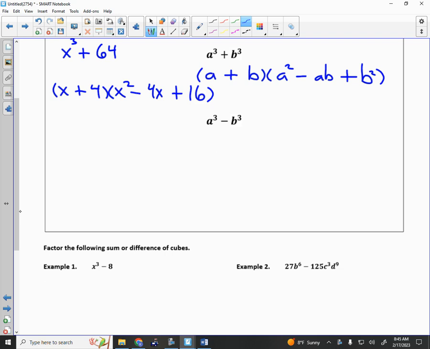The difference of cubes is not that much different. We're going to factor 1 minus z to the 6th. Here's how the difference of cubes factors. What multiplies 3 times to get a cubed? a. What multiplies 3 times to get b cubed? b. Just like the top. What sign do you think goes in the middle? Subtraction, yep.